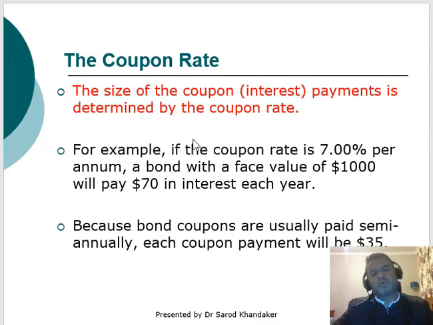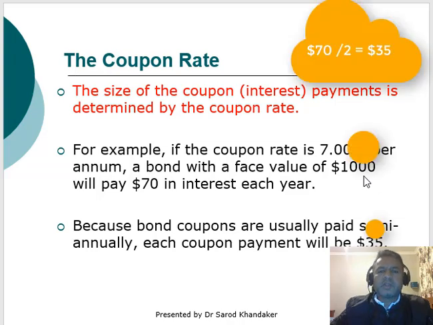So the coupon rate. The size of the coupon or the interest payment is determined by the coupon rate. For example, if the coupon rate is 7% per annum, a bond with a face value of $1,000 will pay $70 per year in interest each year. Now, we'll call that the coupon rate. However, this is to note that bonds generally provide semi-annual coupon payments. So each coupon payment will be, in this case, 70 divided by 2, which is 35.